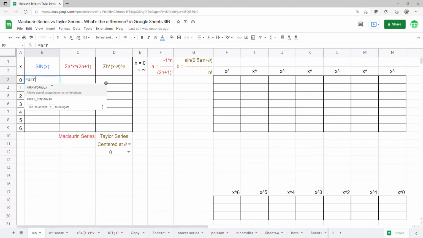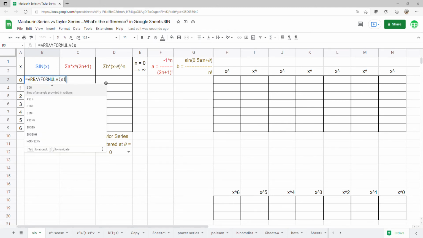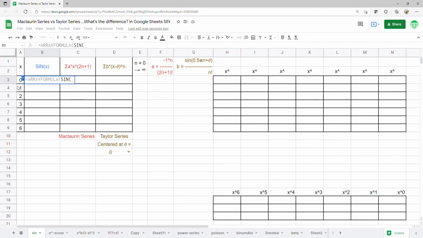So, RA formula, sine of the x values. Now the Maclaurin series, which is the summation of a times x to the power 2n plus 1, where the value of n is from 0 to infinity.